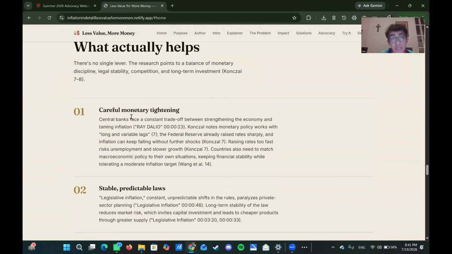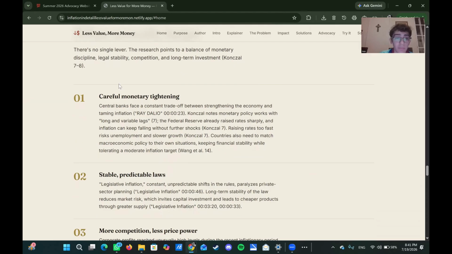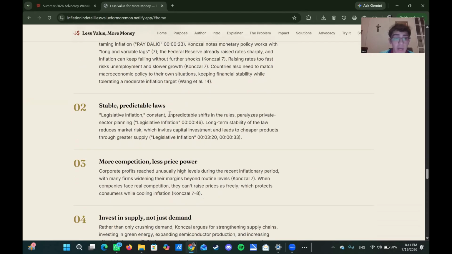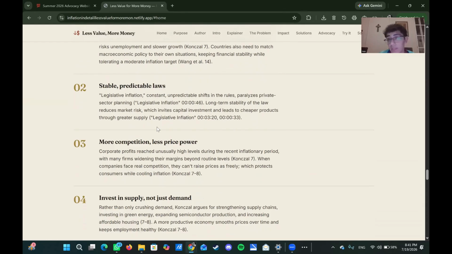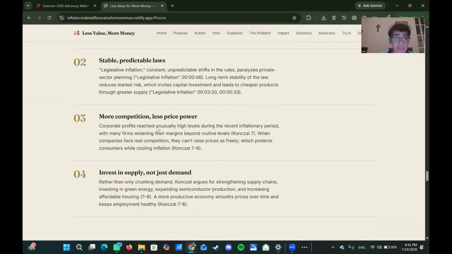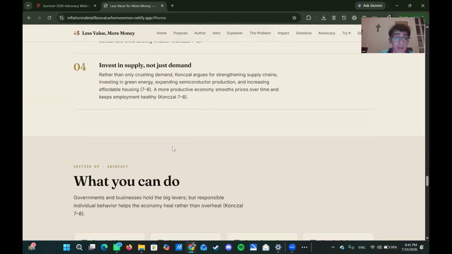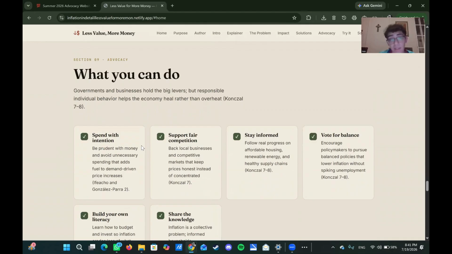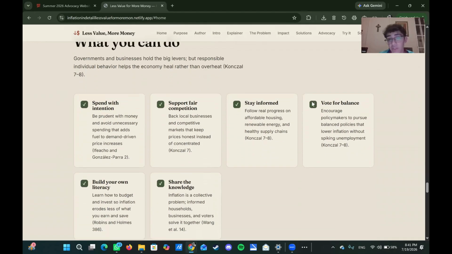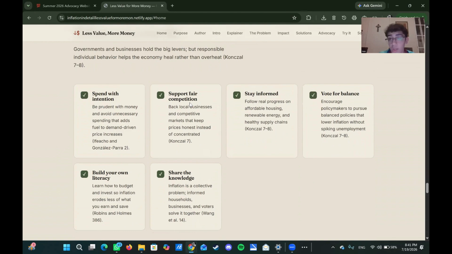Here are some solutions. I decided to just put numbers to them so it would be easier to read. For example, careful monetary tightening, basically budgeting, stable and predictable laws that regulate inflation rates, more competition and less price power, of course healthy competition among local businesses preferably, and investing advising. Here's the advocacy part, basically just boxes of information that explain what you can do about this problem.